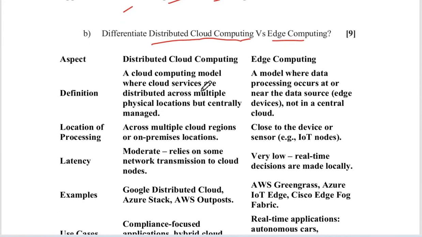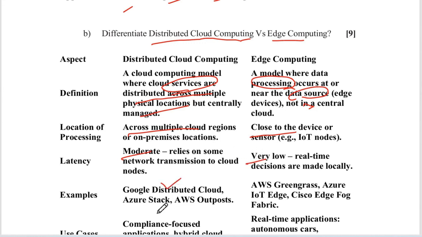So these are some points. Cloud computing, these are the services that cloud provides on a distributed environment across multiple physical locations. In edge, the processing occurs at nearby data centers, not in a central cloud. Right? Location in cloud is across multiple places, but in edge the location is nearby, in close proximity. Latency is moderate in the cloud, very low in edge.